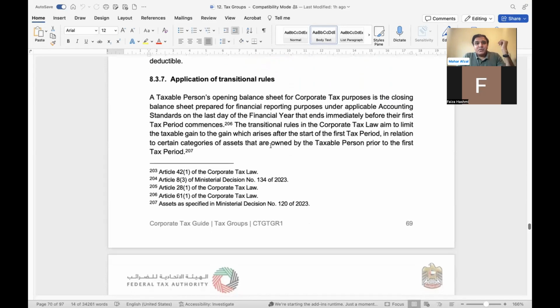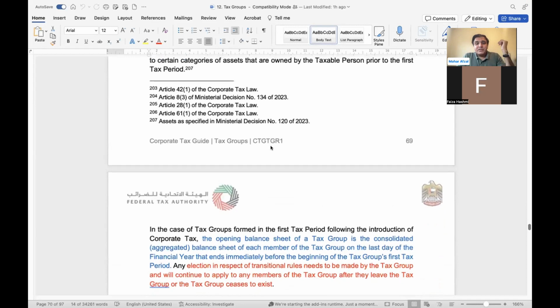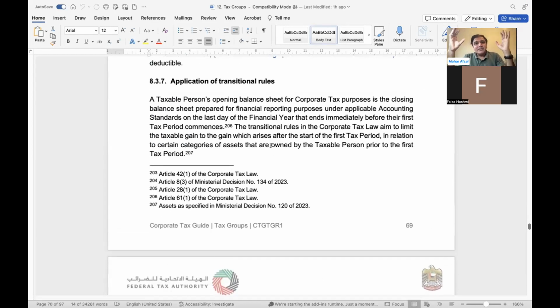Application of the transitional rule. This transitional rule, again, we know this. Last is basically the latest financial statement prepared on an IFRS basis. The closing balance of the latest financial statement will become the opening balance for the tax period. And this closing balance needs to be prepared and brought forward based upon the arm's length principle.